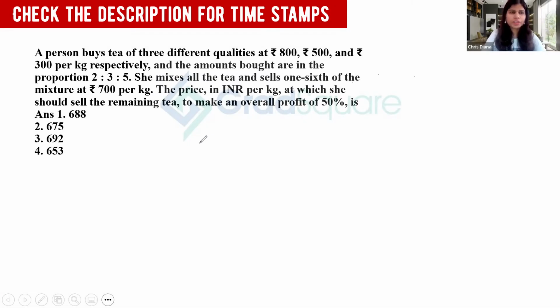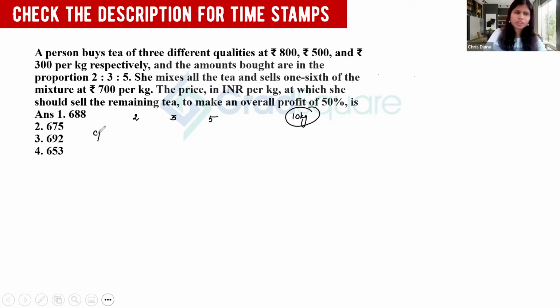Let's have a look at this particular problem. A person buys tea of 3 different qualities at 800 rupees, 500 rupees and 300 rupees per kg respectively, and the amounts bought are in the proportion 2:3:5. So let me take it as a simple normal equation based question. Let me buy 2 kgs of the first kind, 3 kgs of the second kind and 5 kgs of the third kind. So in total I am purchasing 10 kgs.